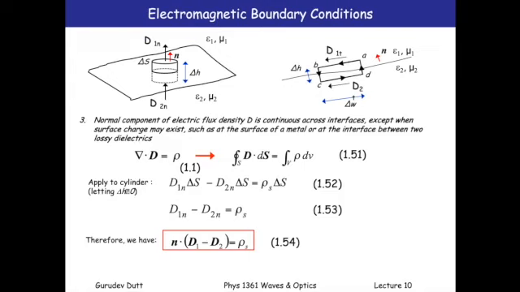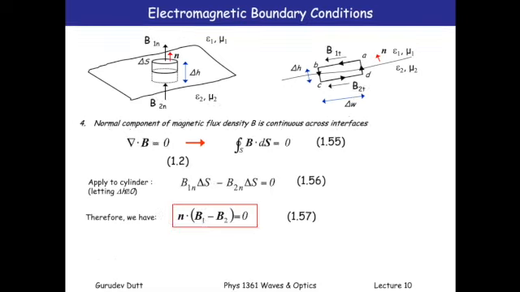We can also apply this to the normal components using Gauss's law, and that gives us that the normal component of the electric flux density is continuous, except when there might be a surface charge. And such surface charges can exist at the surface of a metal or the interface between two dielectrics. And the normal component of the magnetic flux density B ends up being continuous, and this is because of the corresponding Gauss's law: because there are no magnetic monopoles, del dot B is 0. That gives us that the normal component of the flux density is continuous across interfaces.